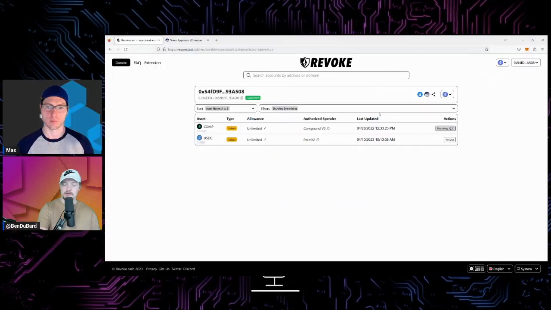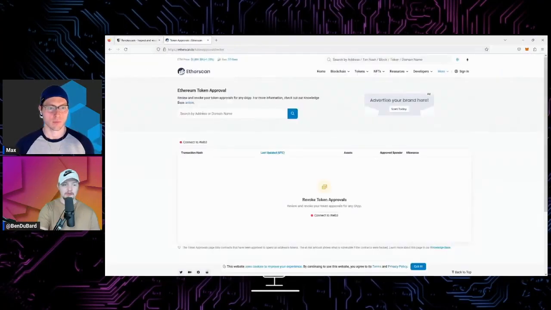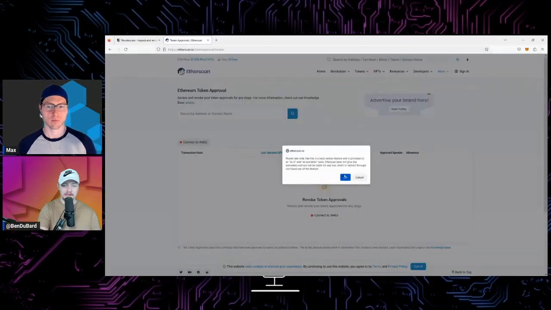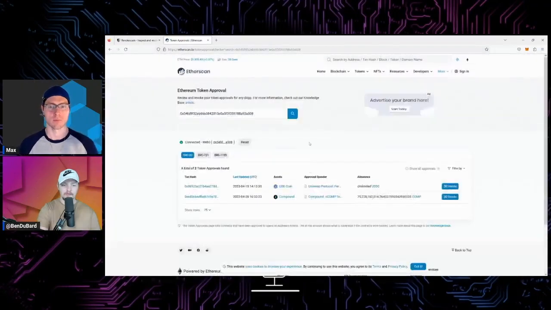What's interesting is earlier, this USDC was showing here on revoke.cash, but it wasn't showing up on my Ethereum token approval page. So maybe it's worth going to both and seeing, just in case. I don't know why that was. It might have just been an interface glitch. Okay, now it shows up. That's weird. Earlier, it was only showing Compound, not the USDC. So it could be worth just going to both.